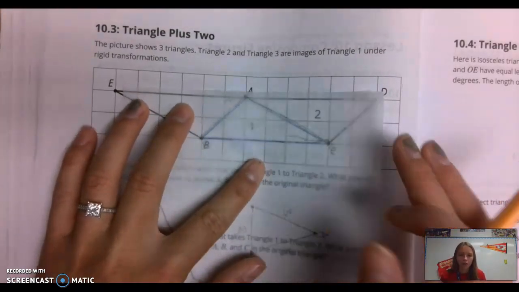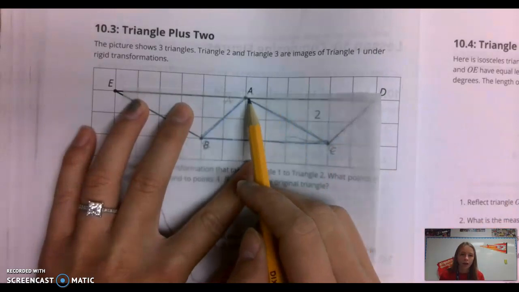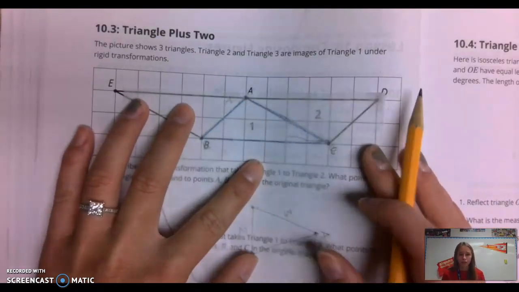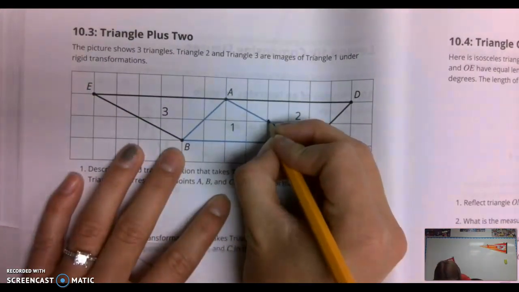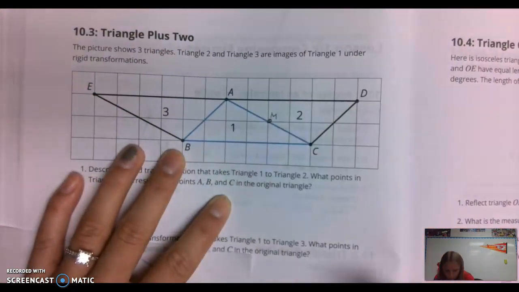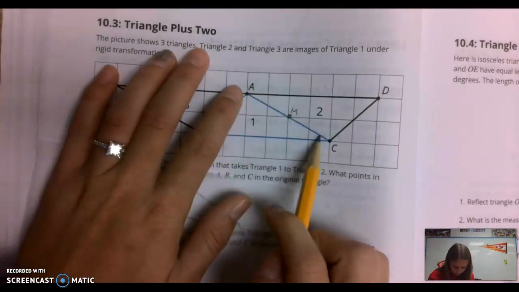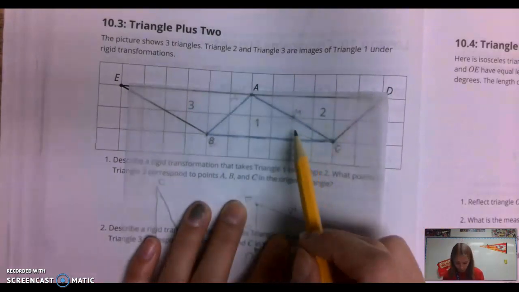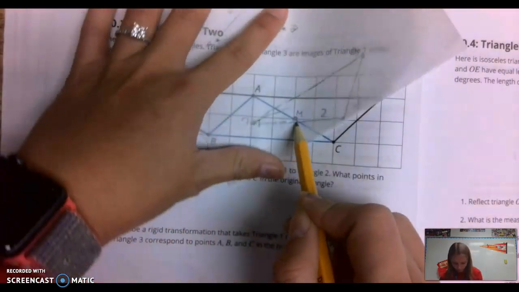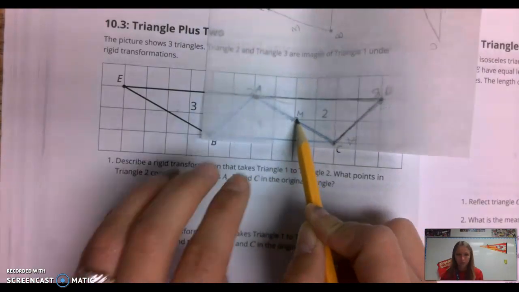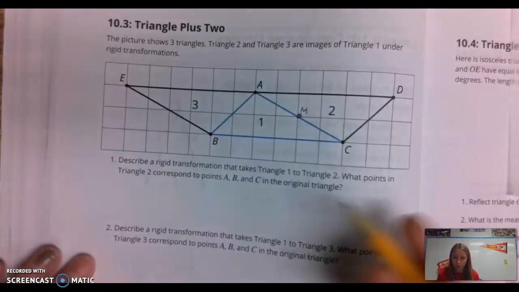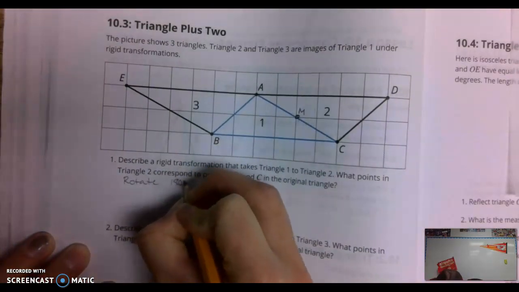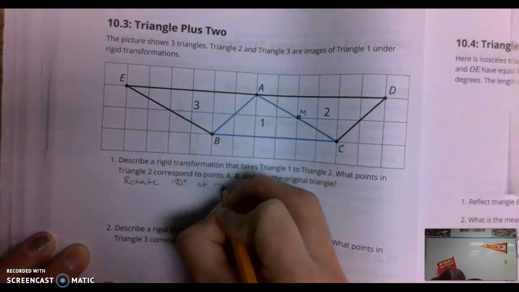So if I'm going from 1 to 2, I see that this side length matches up with this triangle side length. So I'm going to create a midpoint. So this is the middle of this segment, and I'm going to rotate 180 degrees on that midpoint and see if it lands on top of each other. And it does. So I'm going to say rotate 180 degrees at midpoint M.